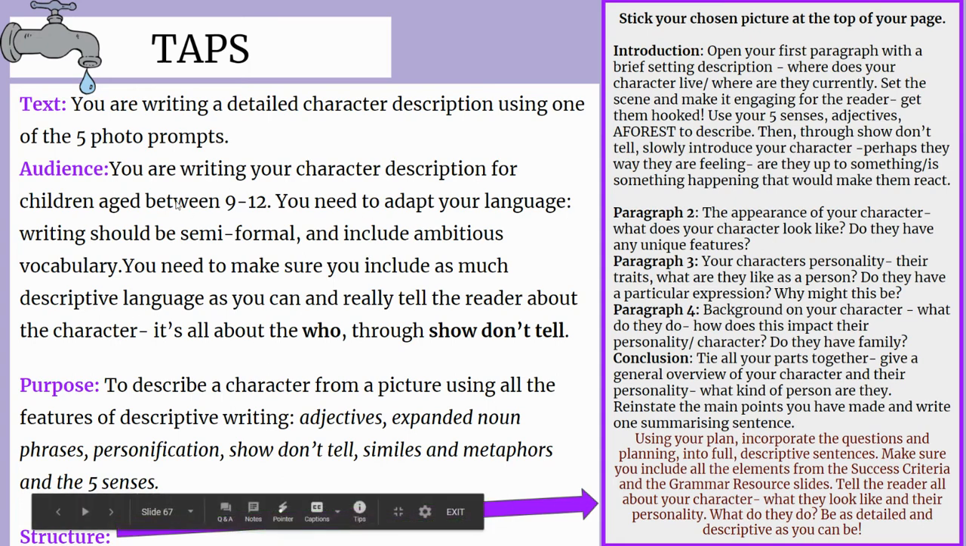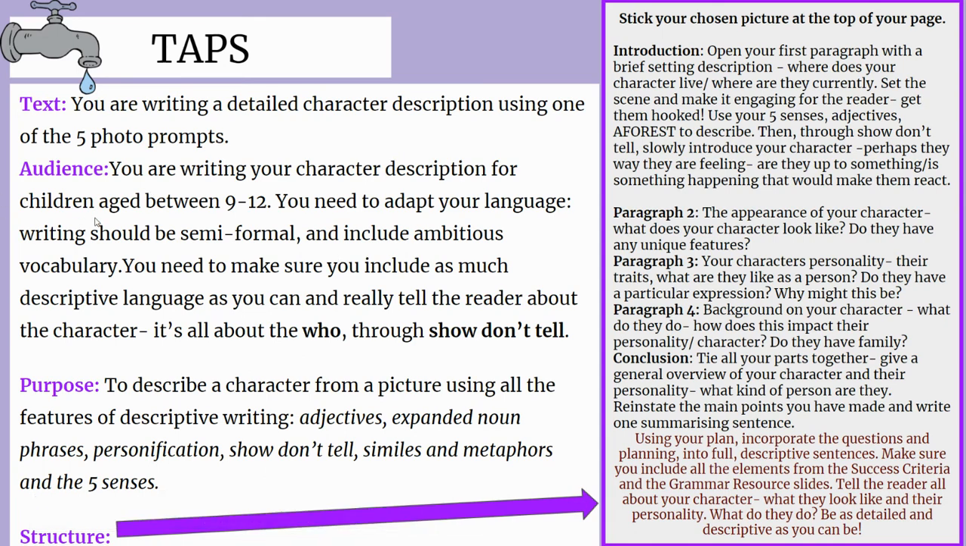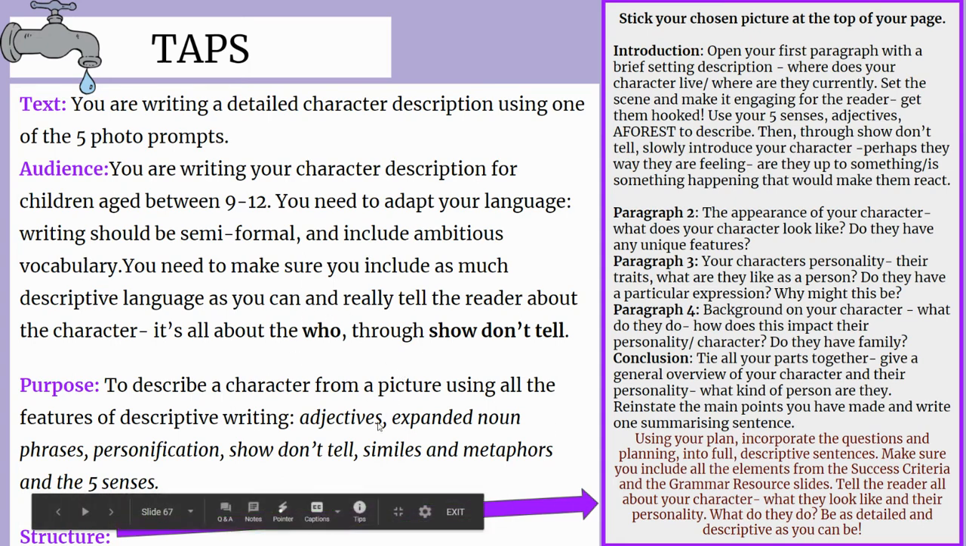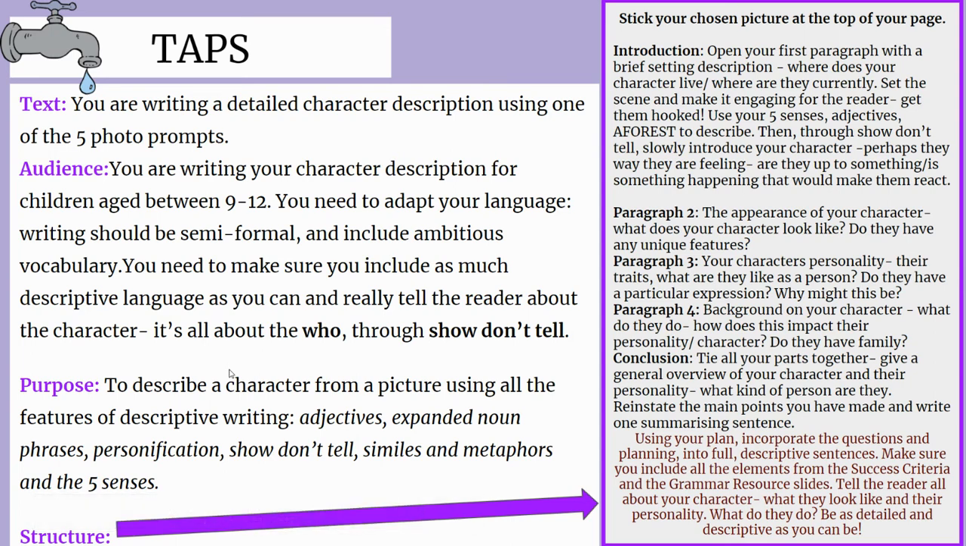Another thing I'm going to ask you all to do is make sure that when you're going through these, you are thinking about your audience. So as I said here, it's semi-formal, including ambitious vocabulary. If you're not sure what those mean, you've got a computer in front of you, or you can always get in touch. You need to think about the who and the show, don't tell. Make sure that you've included the adjectives, expanding noun phrases, personification, show, don't tell, similes, metaphors, and the 5 senses in all of your writing. Maybe pause the video now and make sure that you've gone through those as well. Come back to me in just a moment.